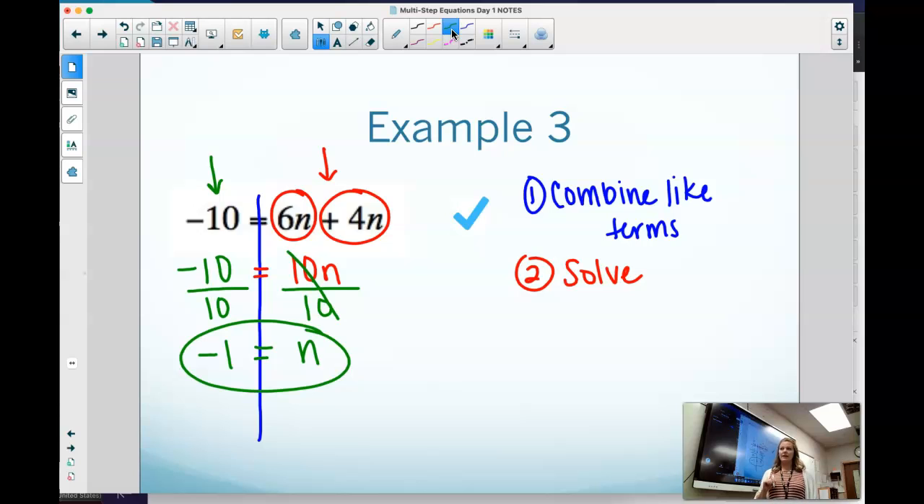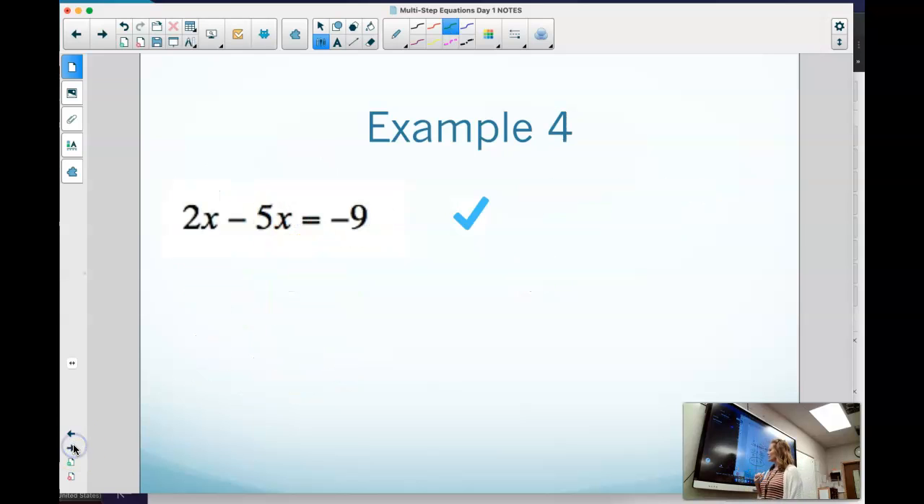Okay. If you need to right here, pause the video, finish writing everything down, and then go ahead and start up again. We have one more problem to do. Last problem. Okay. This time, very similar. Things are just switched around on the opposite sides. So go ahead and draw your line by the equal sign.